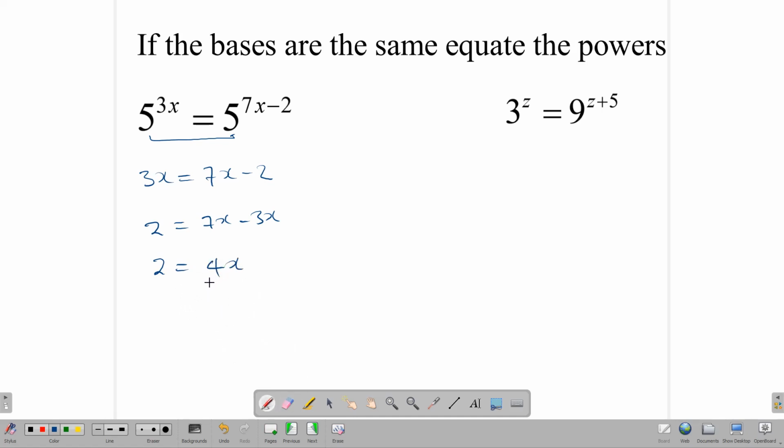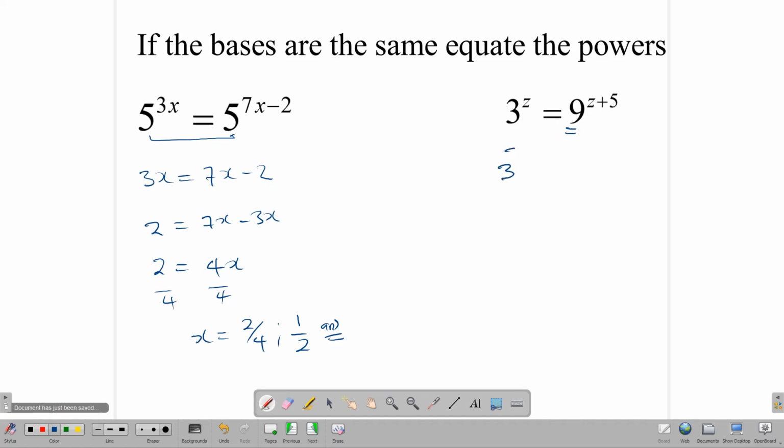Okay. And dividing both sides by 4, we end up with x is equal to 2 over 4, which is the same thing as x is equal to a half. And that is the solution that we get right here. In this one, same, we are raising a power. Now we need to rewrite this one as a power of 3, with a base of 3 rather.